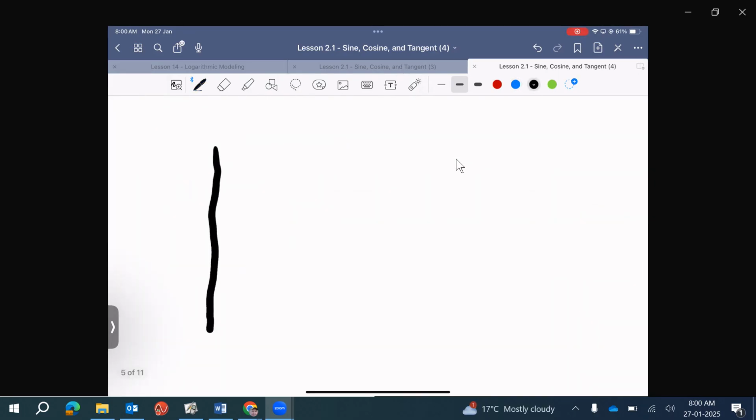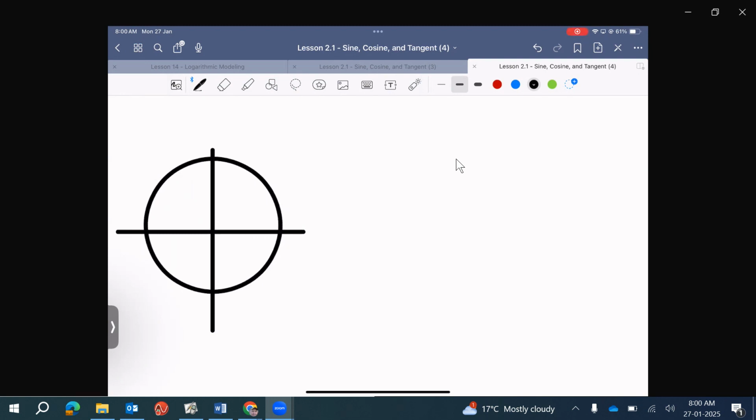So if we take a unit circle, like this one, and then we start to draw some angles. So if we have our ray in standard position like this one, and I rotate it all the way up to 90 degrees here, like this. So here in standard position, what are the coordinates of this point there?